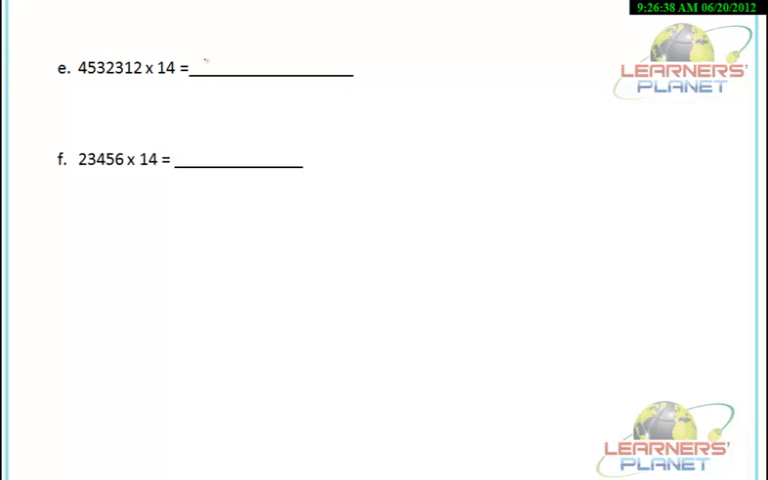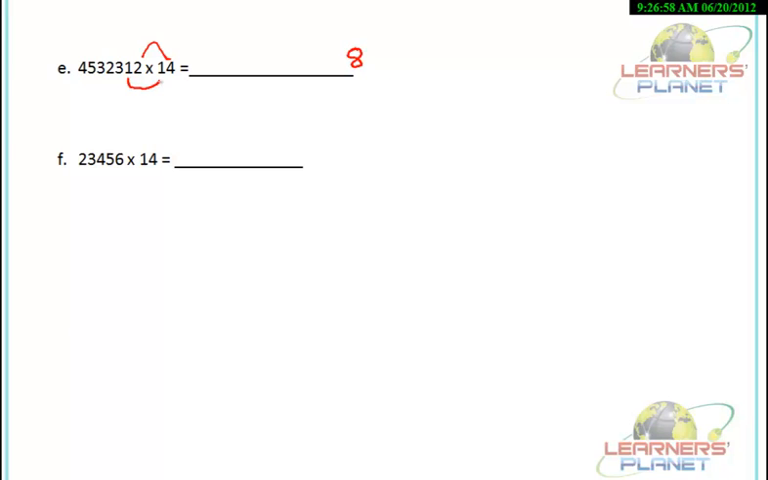Now let's take another example. Here we see 4532312 into 14. Definitely the number is bigger, but we have to calculate it. We will calculate it very easily, but we have to be very careful. Okay. In this case, 2 fours are 8.